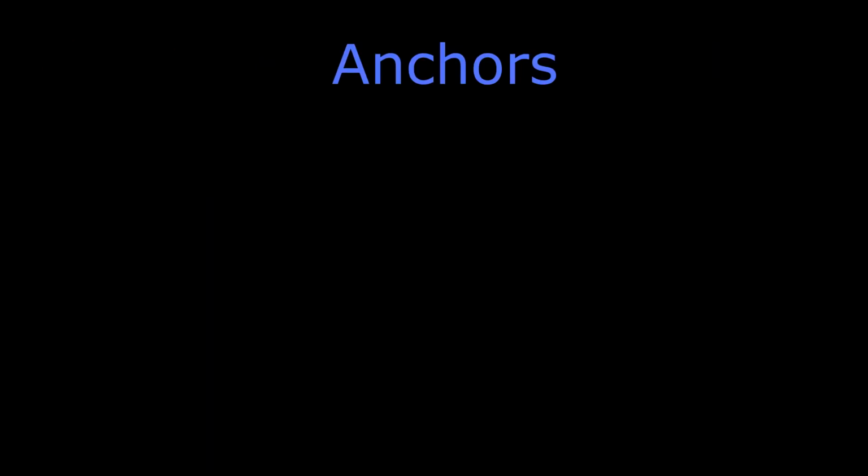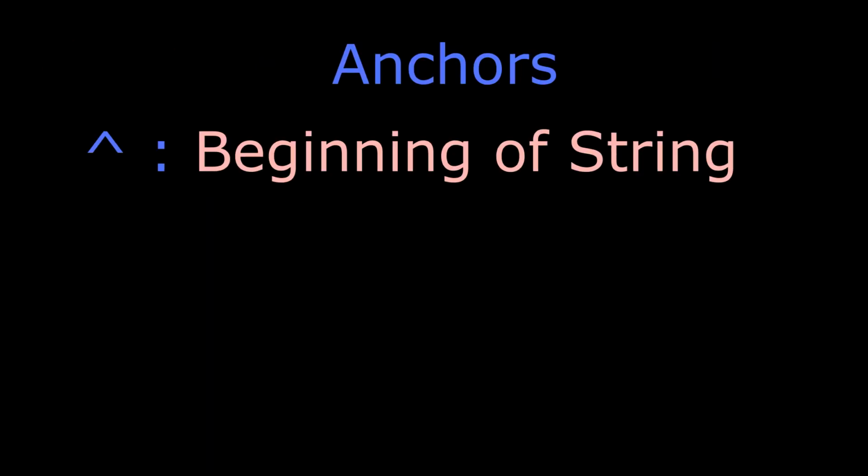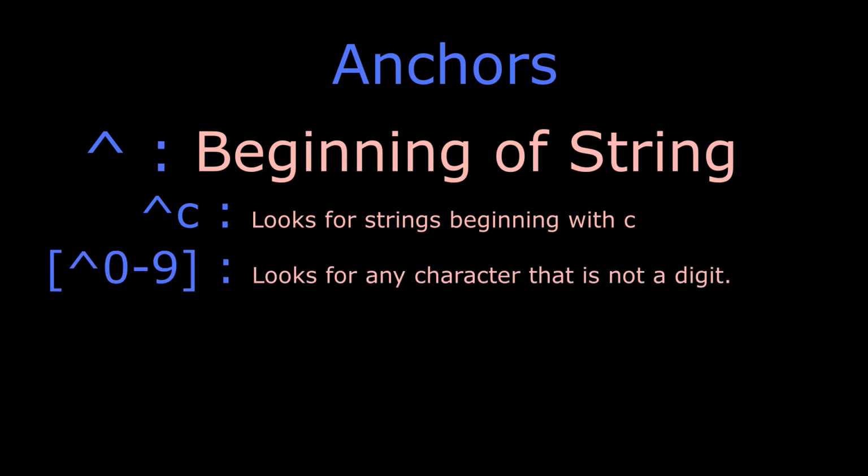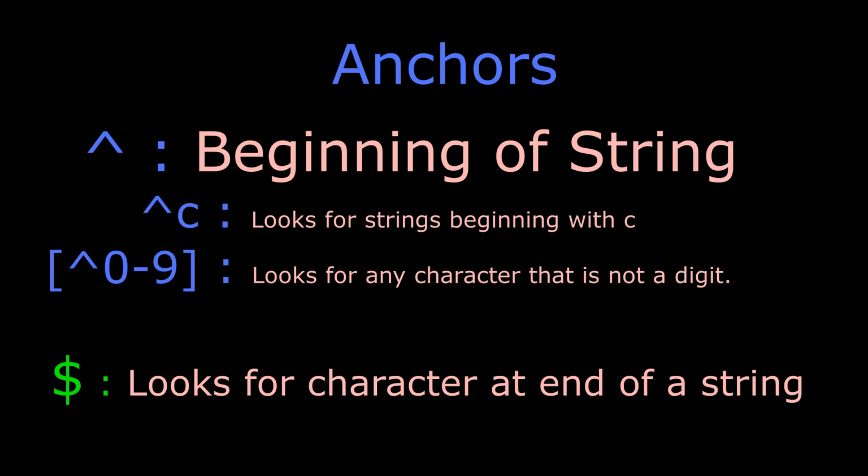Let's talk about anchors. The caret symbol is an anchor for the start of a string, so ^C matches any string that starts with a C. The caret symbol can also act as a negation term, and if it is used in a bracket, then you know that the negation will commence. The other anchor term is known as the $ sign. This is to match any character that ends at the end of a string.